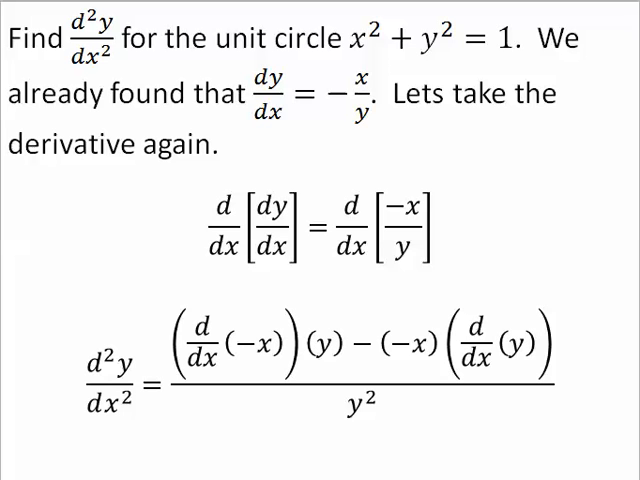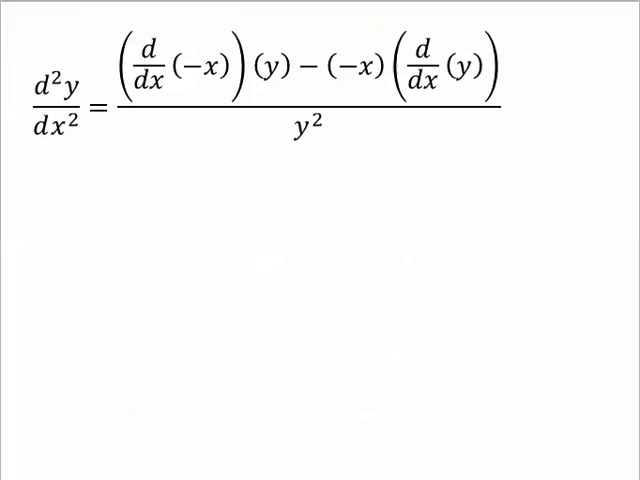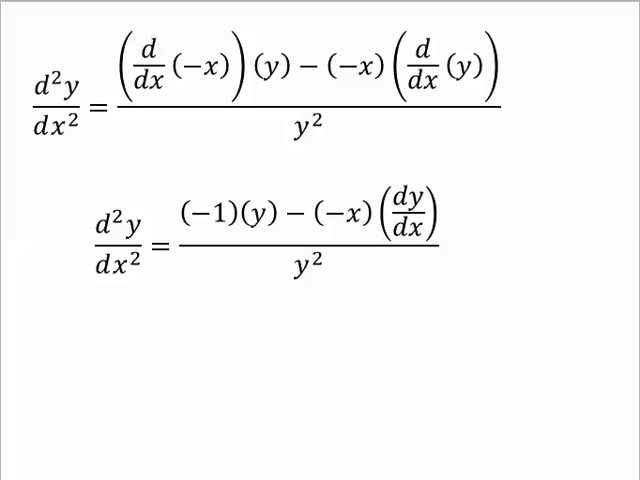So set up the quotient rule, and just a reminder, on the left-hand side, when I take that derivative, that's just the second derivative. That's what that means. All right, so once I set up the quotient rule, go ahead and take those derivatives. Again, the derivative of negative x is negative 1, and the derivative of y is just dy/dx.